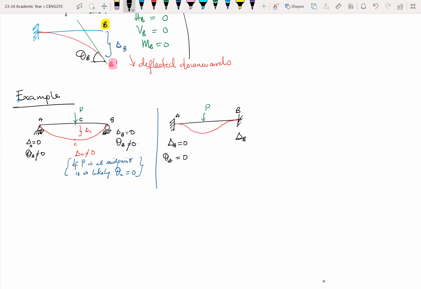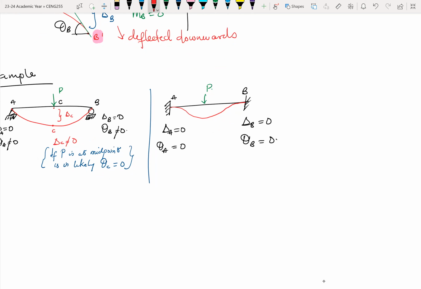The displacement at B is equal to zero. The rotation at B is also equal to zero. Okay. So again, if this is our point C right here, our point C will undergo some deflection. So the deflection at C will not be equal to zero.